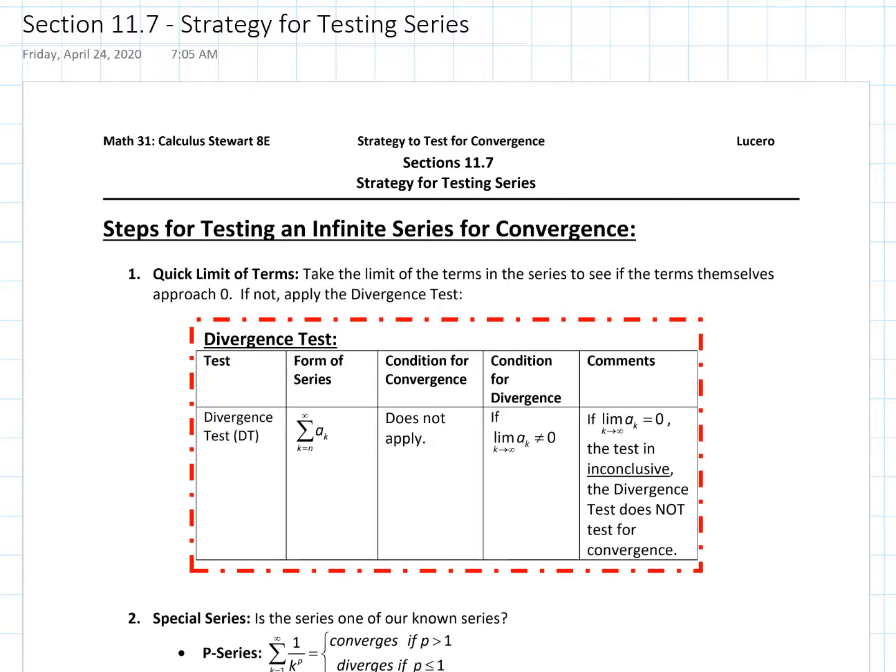Very similar actually to integration, where there are sometimes multiple tests that could work to test it for convergence, but sometimes one is more efficient than, say, another test. So let's talk about some strategy here.